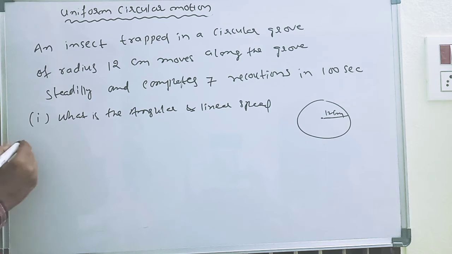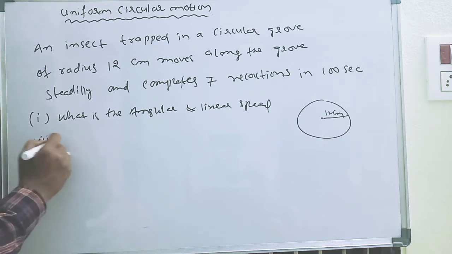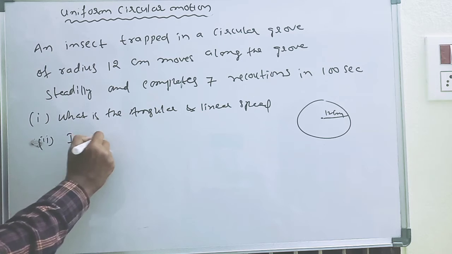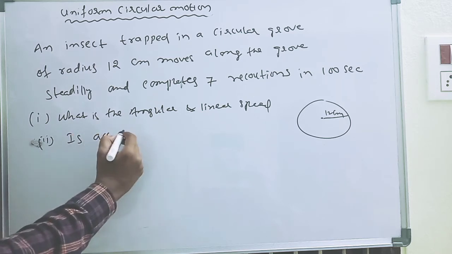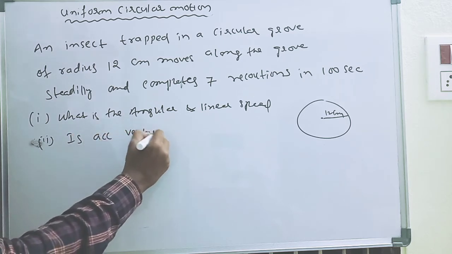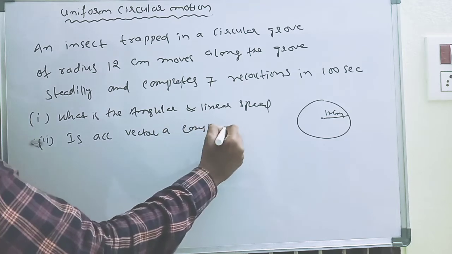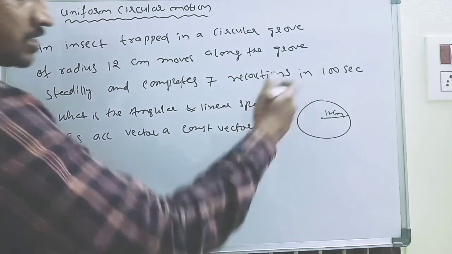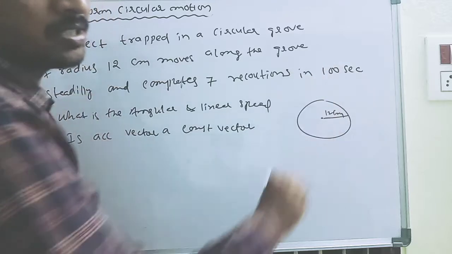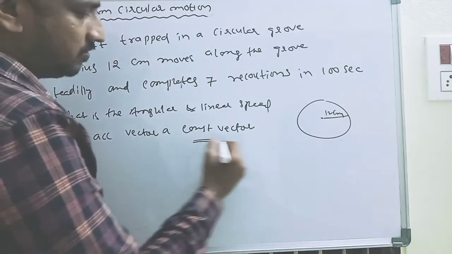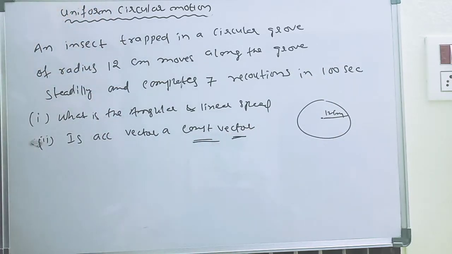Okay. So after the second one: is the acceleration vector a constant vector? Here the acceleration vector means centripetal acceleration. The centripetal acceleration is a constant vector. That is the question.